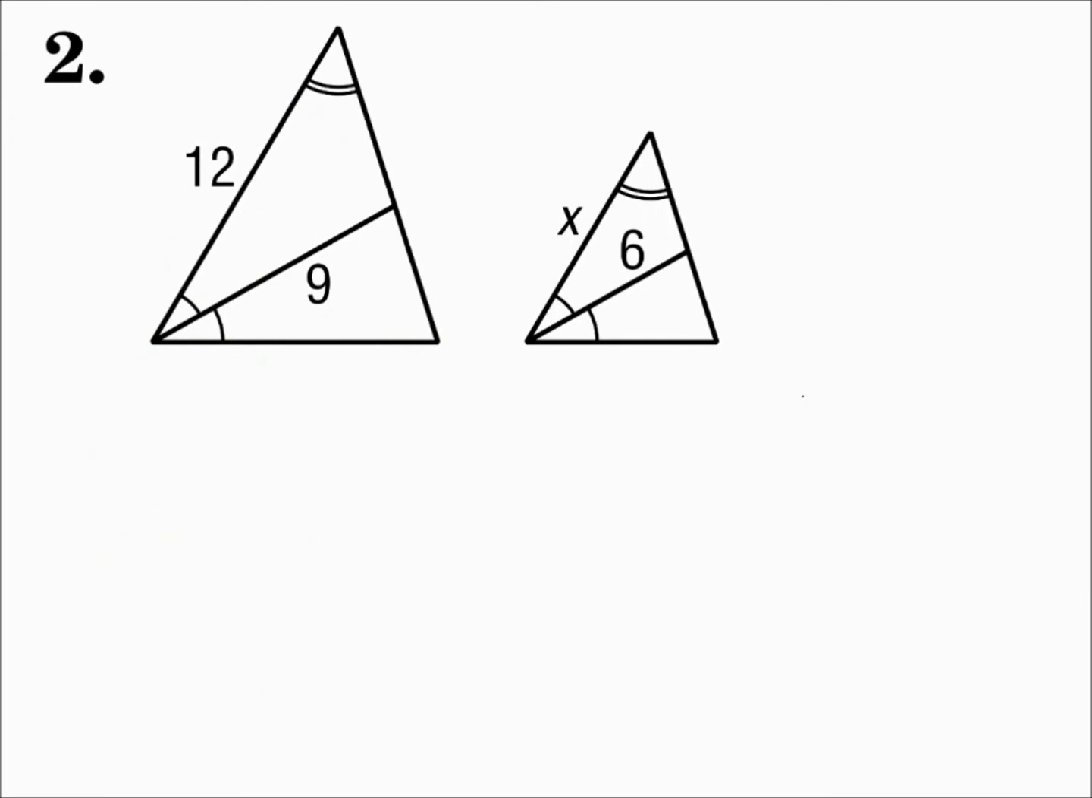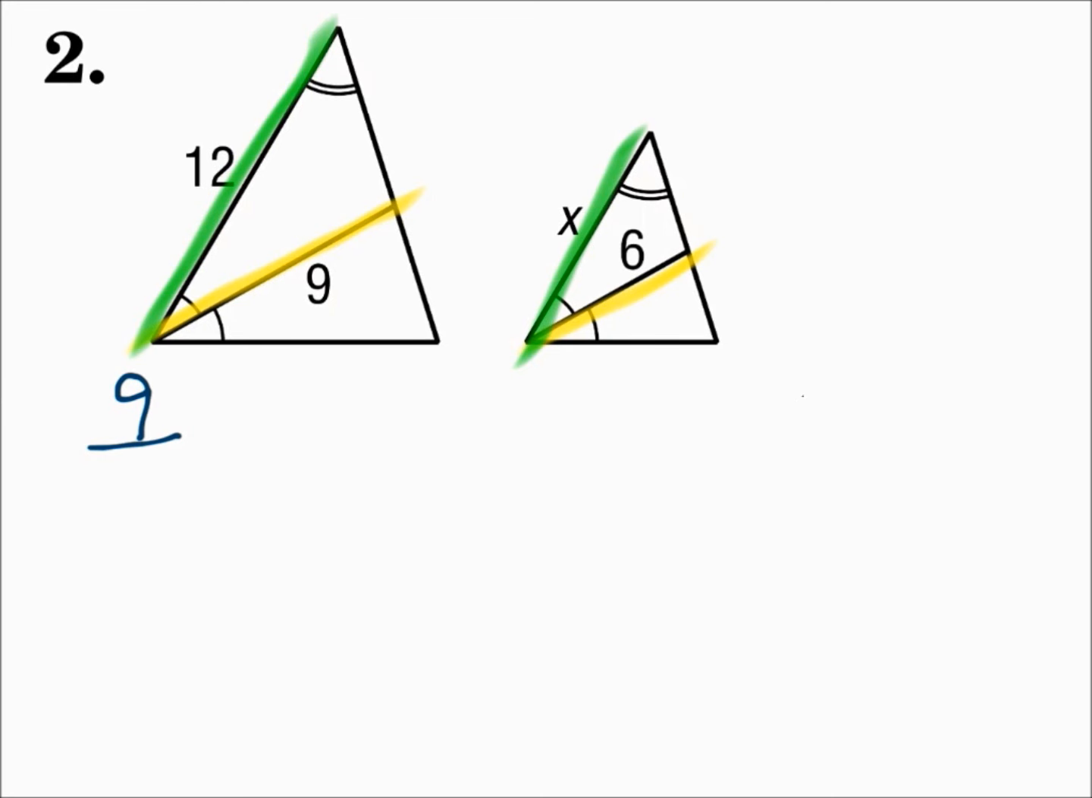Number 2. Here you have two similar triangles and the angle bisectors. You know they're angle bisectors because you can see the two angles are cut into two congruent halves. The angle bisector on the left is 9, and the one on the right is 6. The side on the left is 12, and the side on the right is x. Make your proportion and organize it properly.